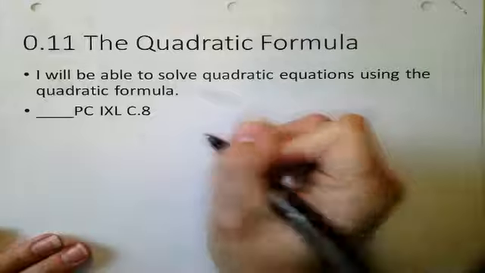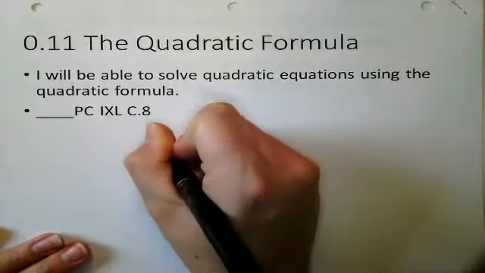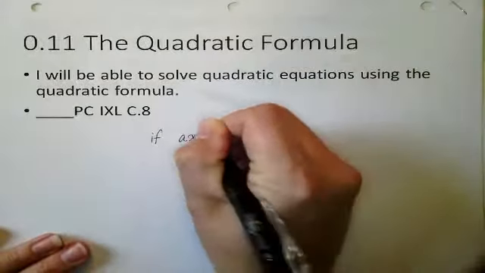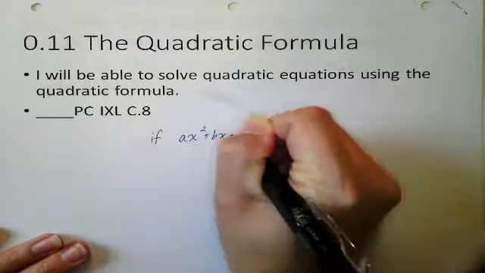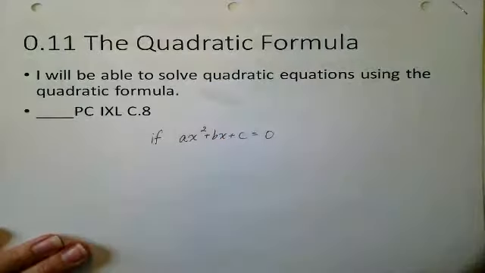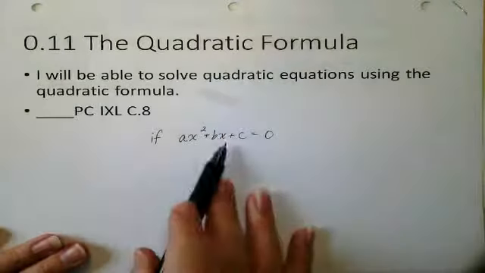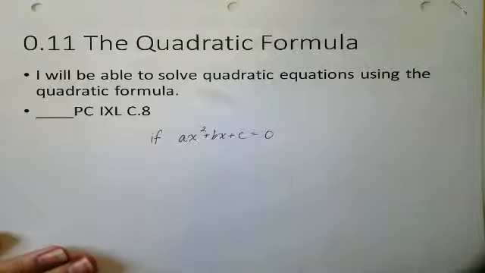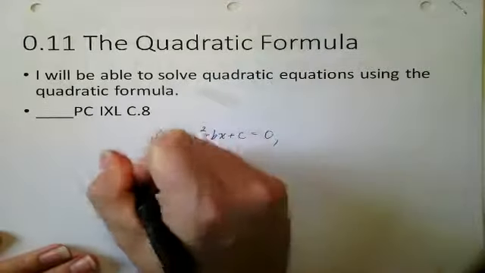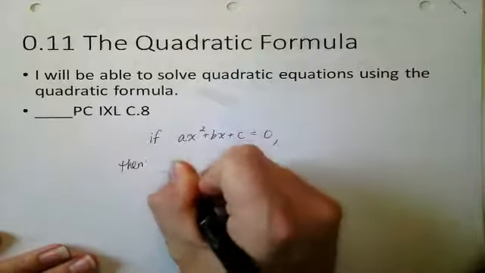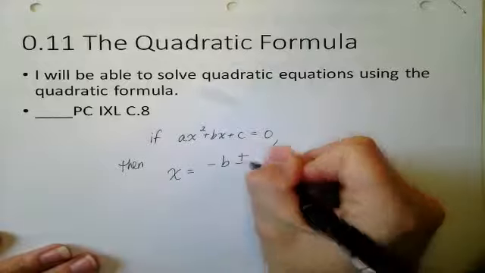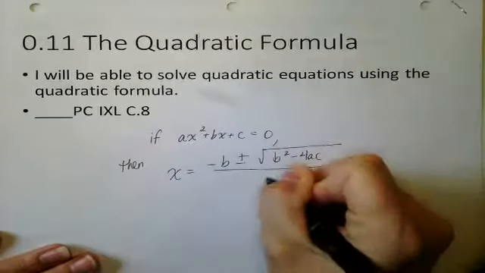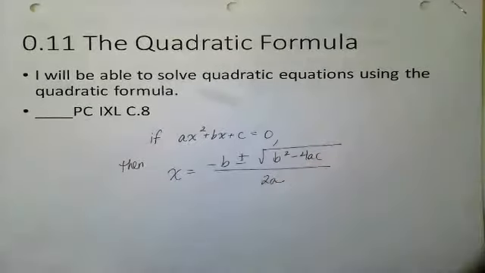So first of all, the quadratic formula works when your quadratic equation is in the form ax squared plus bx plus c is equal to 0. So first it has to be in general form where everything is nicely in order, set equal to 0, and then x equals the opposite of b plus or minus the square root of b squared minus 4ac all over 2a.